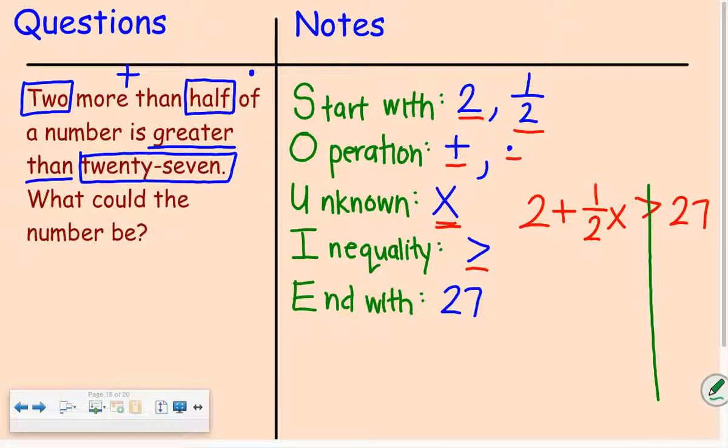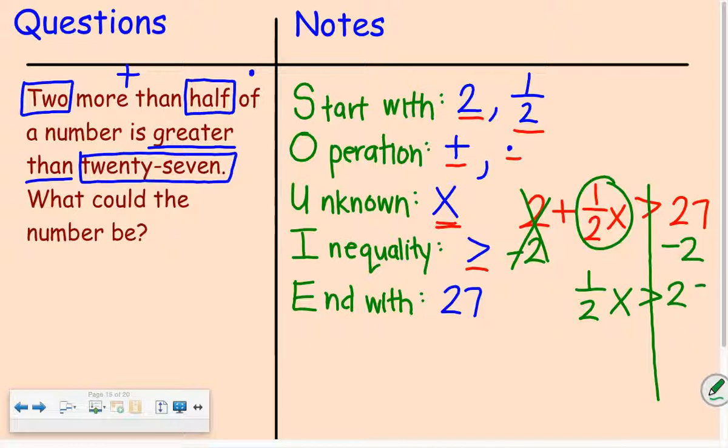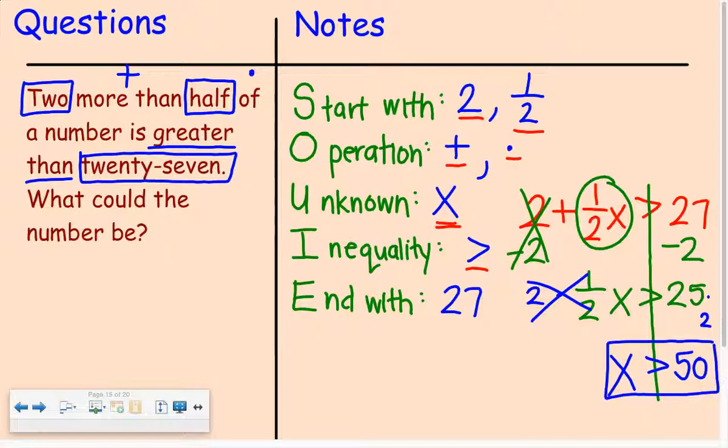All right, so let's solve this. Our x is the 1/2 x, so minus 2 on both sides. And then the way that we get rid of a fraction is by timesing by the reciprocal. So the reciprocal of 1/2 is 2 over 1, or 2. So these cancel, and we have x is greater than 25 times 2, which is 50. So x is greater than 50.